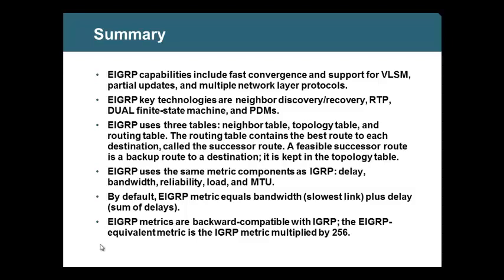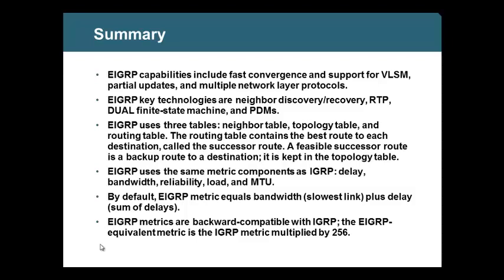Next, EIGRP uses 3 tables: neighbor table, topology table, routing table. The routing table will have only the best route. The topology table will have the successor and feasible successor routes. For that, the feasibility condition needs to be met to be a feasible successor. The best routes will be in the routing table. The neighbor table will have only the established neighbors.